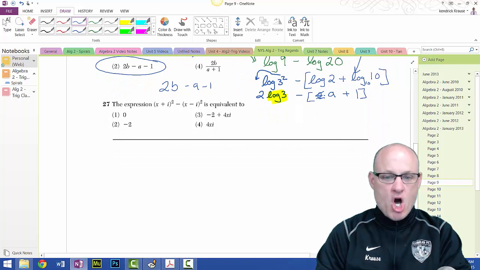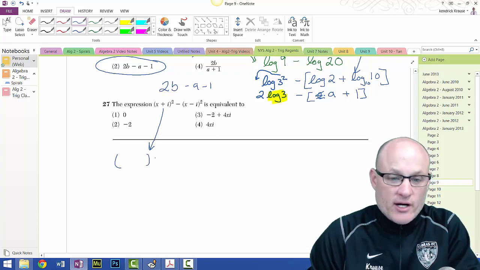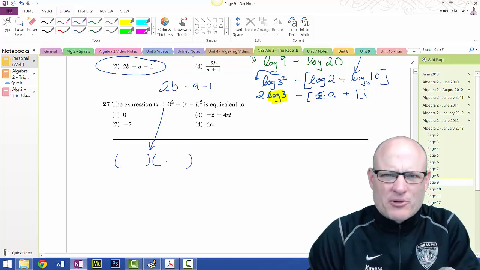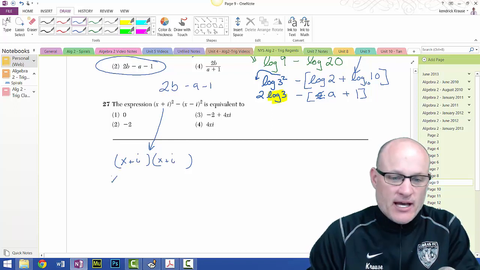That one was tough. All right, let's get to work on this. We're going to double distribute here. That's what squared means. Don't you dare write x squared plus i squared. Man, you get beat up there doing things like that. It's x plus i times x plus i. So that gives me x squared plus xi plus xi plus i squared minus.